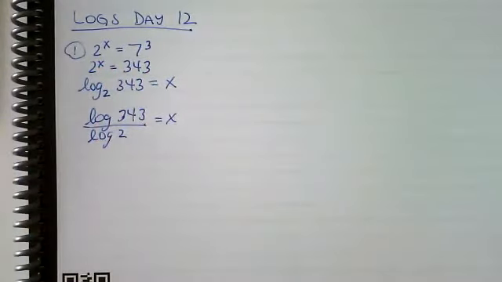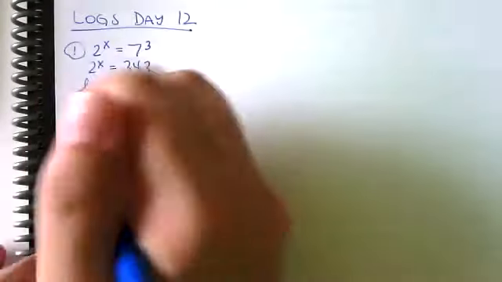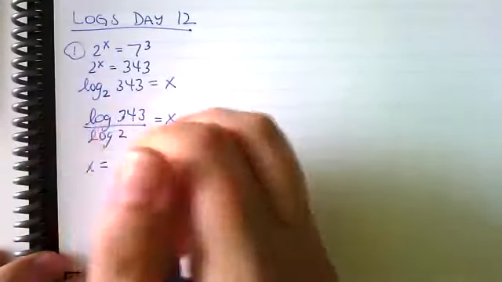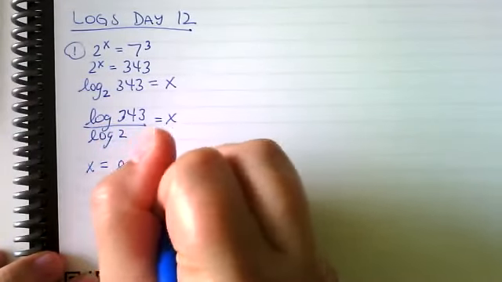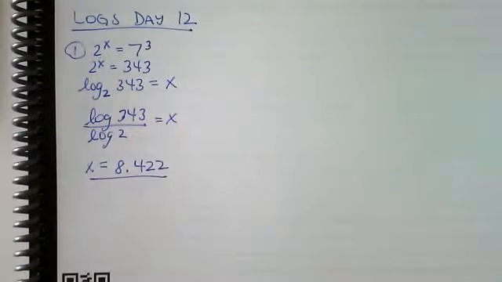We're just going to round everything to the nearest thousandth, or 3 decimal places. So I'm typing in my calculator log of 343 divided by log of 2. Make sure you're closing those parentheses. And we should get x equals 8.422. And that's our final answer for question number 1.